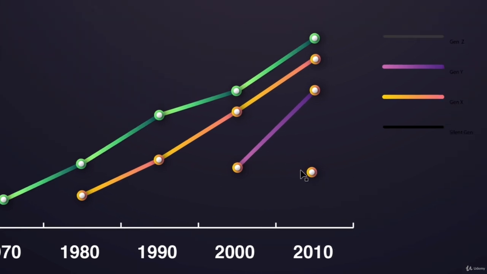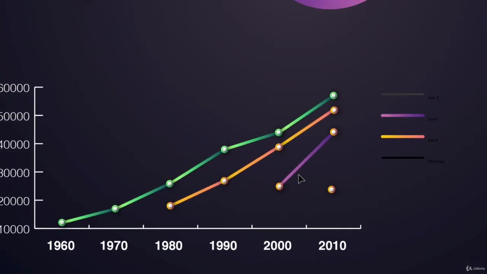So let me adjust some of these colors, and then we're going to start looking at the graph as a whole to see if there's any way we can streamline it a little bit and save some room.